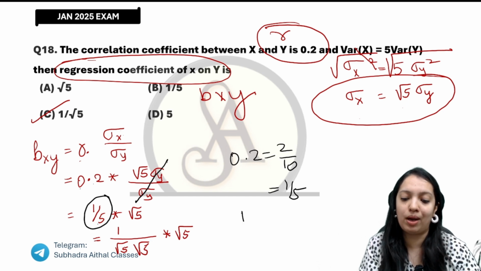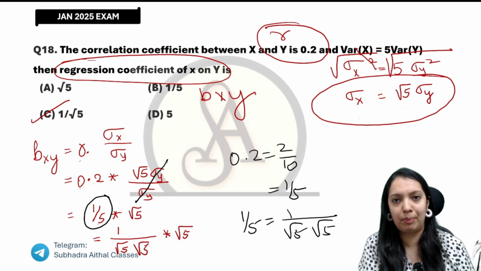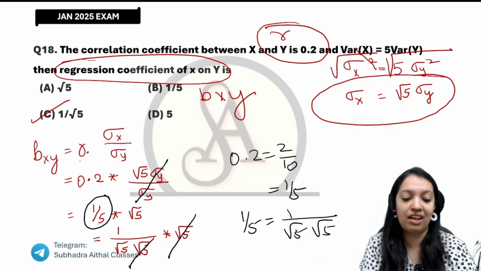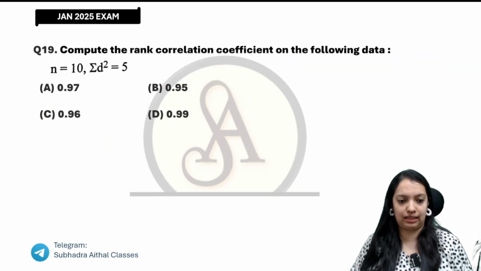You should all know 1 by 5 can be written as 1 by root 5 into root 5. Root square gets cancelled. 1 by 5 is left. So 1 by root 5, another root 5 gets cancelled out. Final answer bxy is 1 by root 5. Option C is correct.